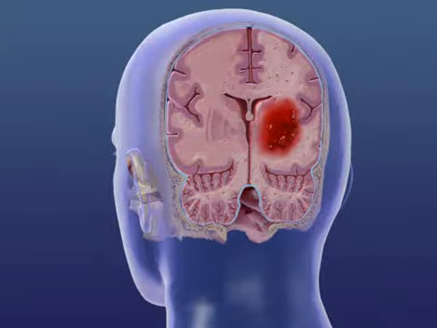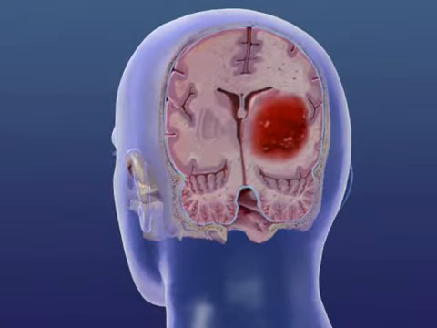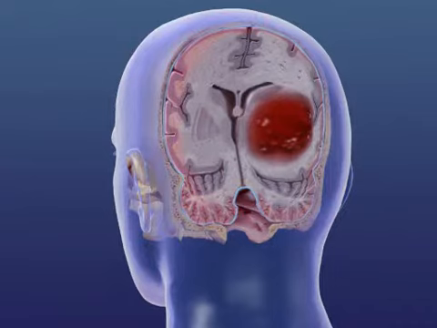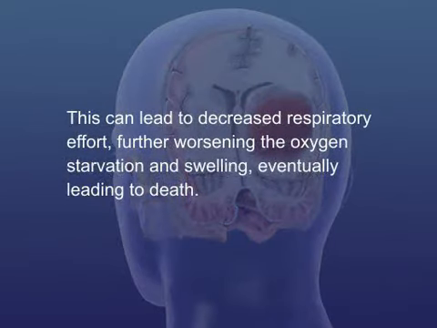There is limited room for expansion inside the skull. When a hematoma develops, pressure inside the skull increases, making it difficult for blood flow to enter the head. As a result, the brain becomes starved for oxygen and high in carbon dioxide waste, which causes more swelling. This can lead to decreased respiratory effort, further worsening the oxygen starvation and swelling, eventually leading to death.